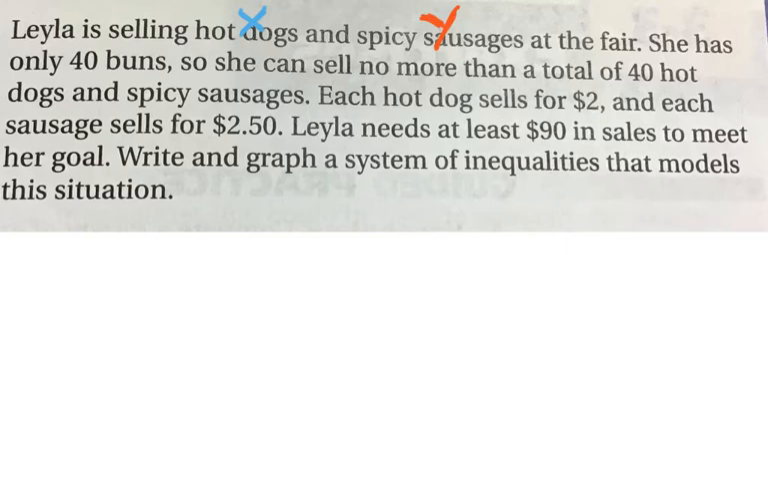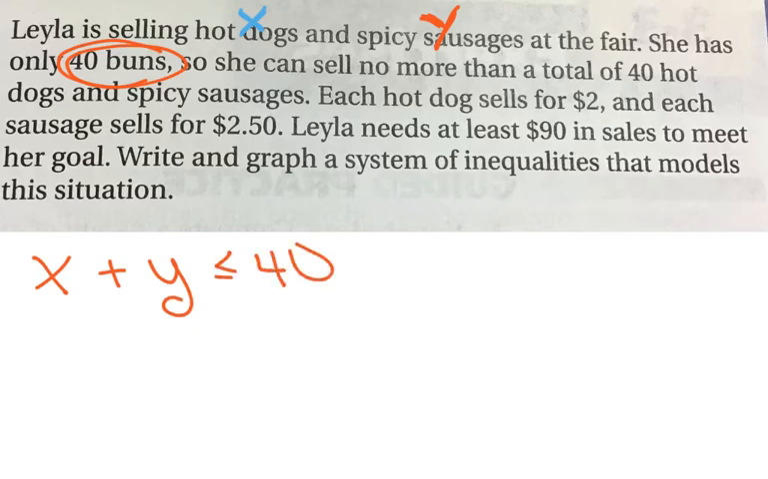All right, so she's only got 40 buns to use. So let's see, she would have some hot dogs and some sausages, and she has to keep that underneath 40 so that she doesn't go over that and not have enough bread for everyone. Okay. Let's see, what other constraints do we have?